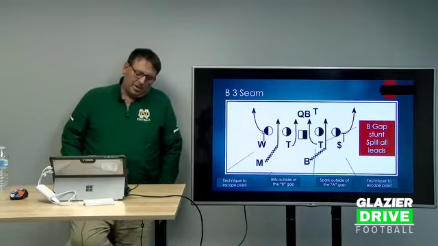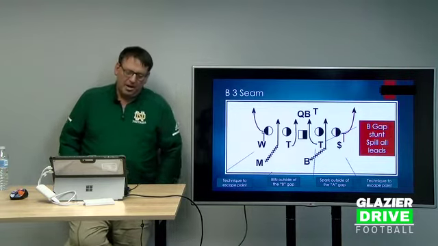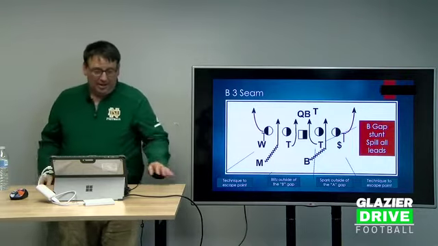In fellas, we name it simply. If we want to blitz the A gap, we call it A. If we want to blitz the B gap, we name it B. Why? Kids don't forget it, okay?